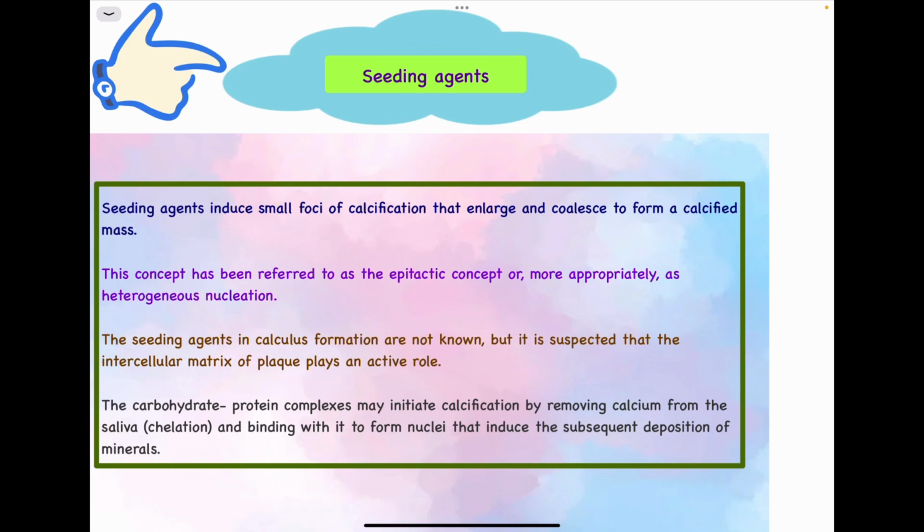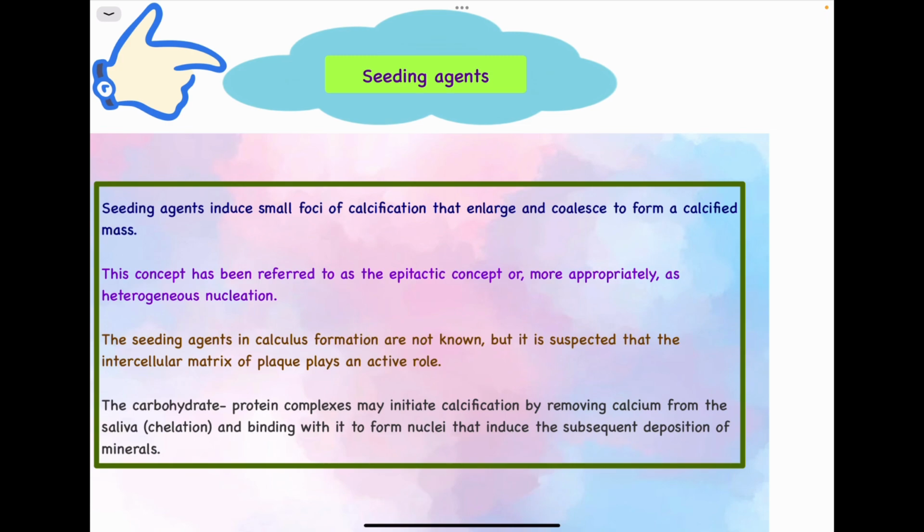In seeding agent theory as well, it is believed that the intercellular matrix of plaque plays a very crucial role in formation of this calcified layer. The carbohydrate protein complexes initiate calcification by removing the calcium from the saliva, that is by the process of chelation, and they bind it to form nuclei that induce subsequent deposition of minerals. So what happens is that within the saliva there are certain minerals present.